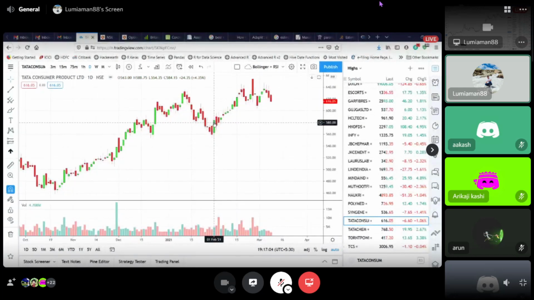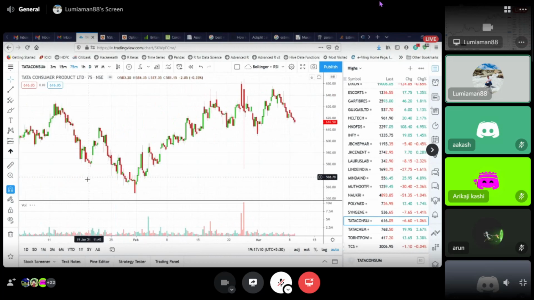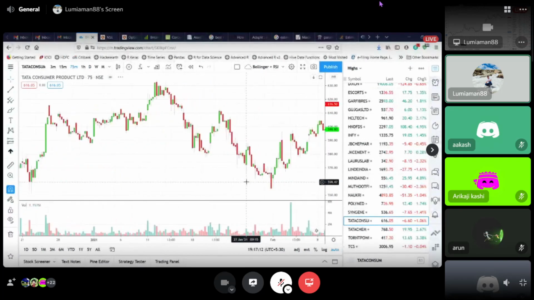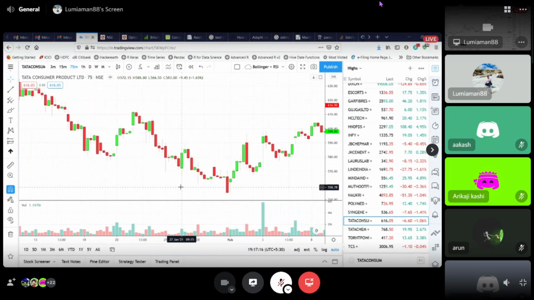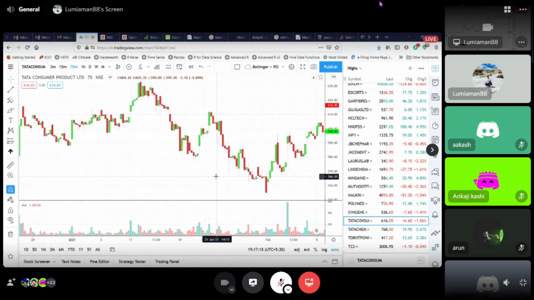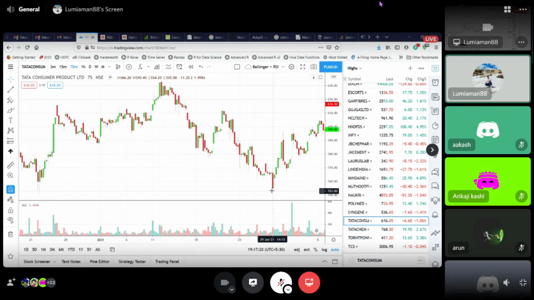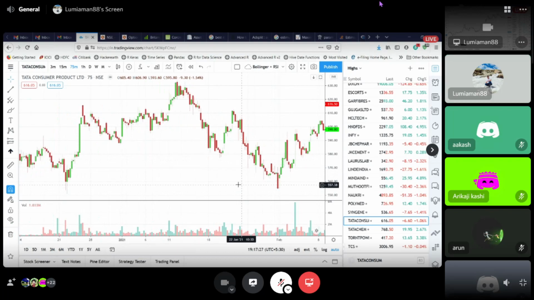Now, this is in a daily time frame. I think in a 75-minute chart, you would have gotten this trade probably slightly earlier also. Let's see what's happening on the 75 minutes. Probably not. 75 minute also would have been around 575 region only.